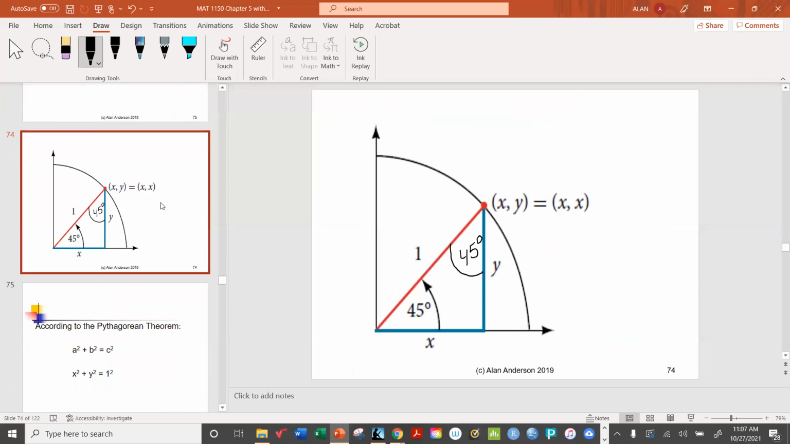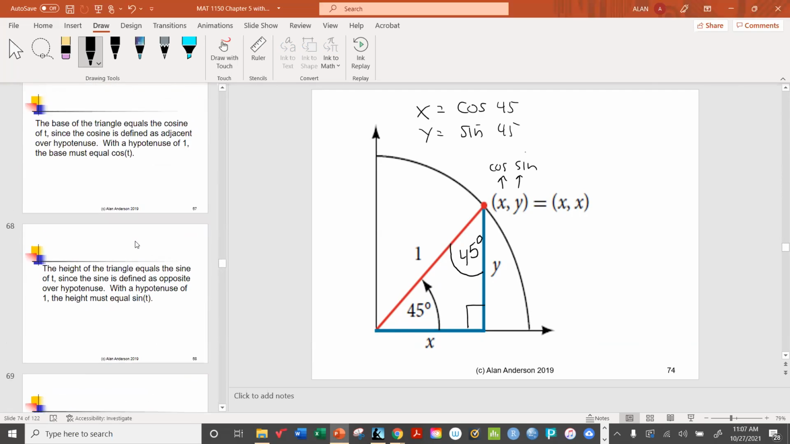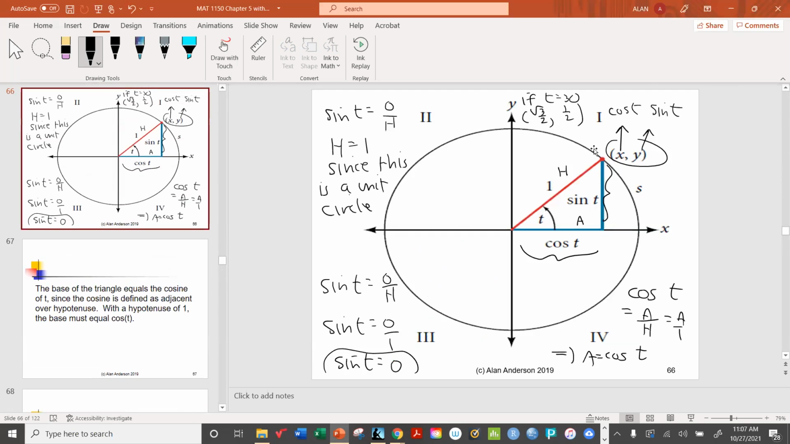45, this is a 45, 45, 90 right triangle. And remember, with the unit circle, x is the cosine, which in this case is the cosine of 45, and y is the sine. It's always cosine, sine. So just remember that. x is always the cosine of that angle. y is the sine.